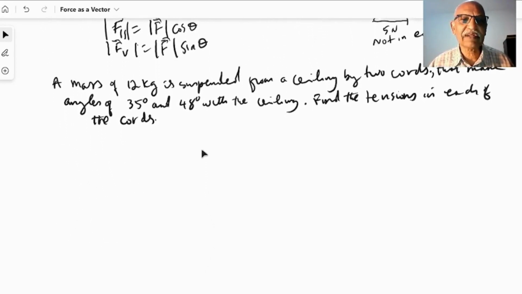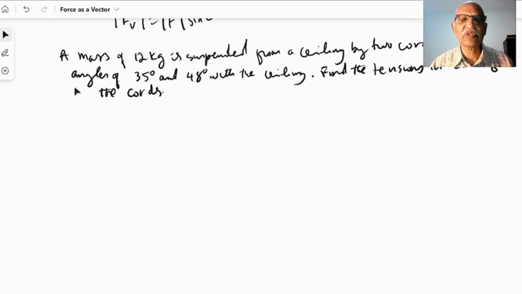A mass of 12 kilograms is suspended from a ceiling by two cords that make angles of 35 degrees and 48 degrees. Find the tensions on each of the cords. So let's see, first we do the position diagram. Let's draw first the position diagram. What does position diagram mean? Position diagram means as you visualize it, as you see it.